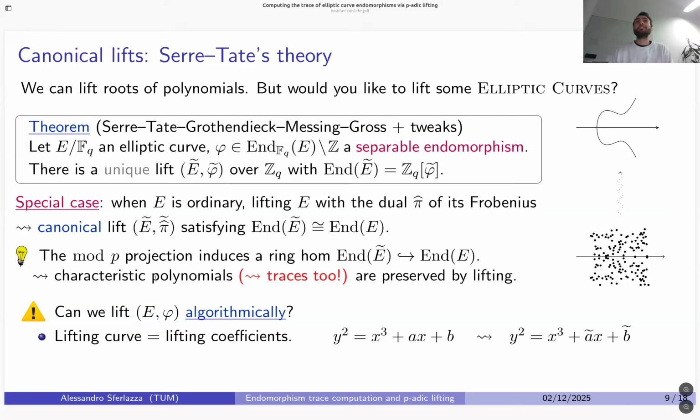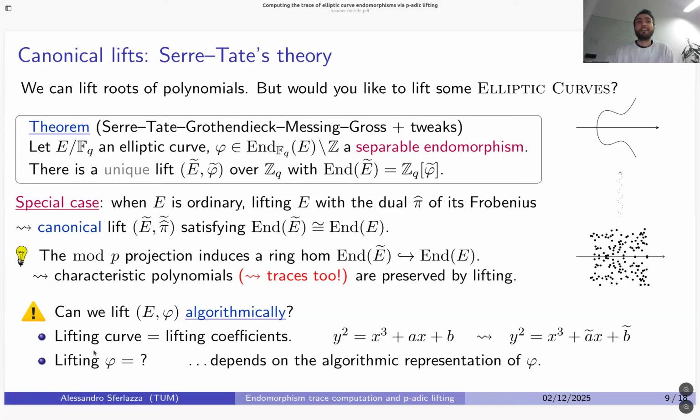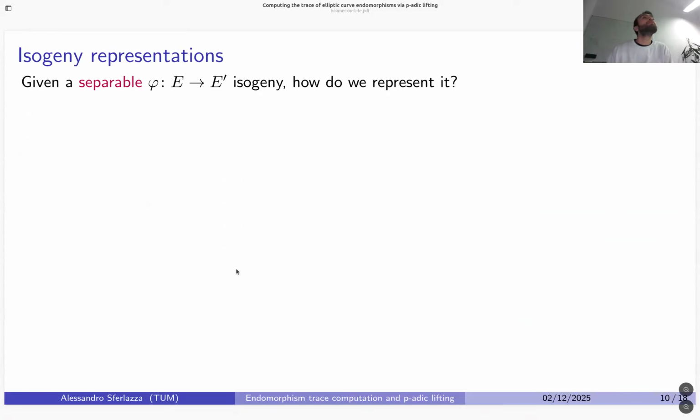In order to perform such a lifting algorithmically, let's see more concretely how we can do that. Lifting a curve basically amounts to just taking the coefficients one by one and lifting them to high precision. Whereas lifting an algorithm really depends on how we represent it on a computer. So what are the possibilities to represent an algorithm on a computer? Let's review them quite fast.